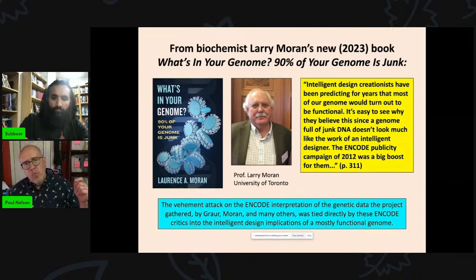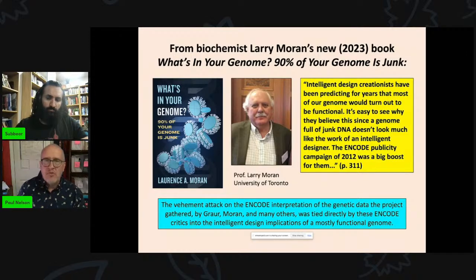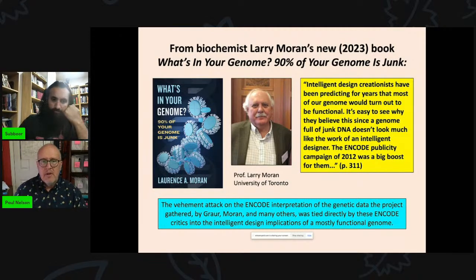Now, what's going on sort of behind the scenes? Well, there are consequences, theoretical and otherwise, if it turns out that most of the human genome is in fact functional. In other words, reverse the subtitle in Moran's book and say, 90% of your genome is functional. That will have consequences for our understanding of the origin of the human genome.